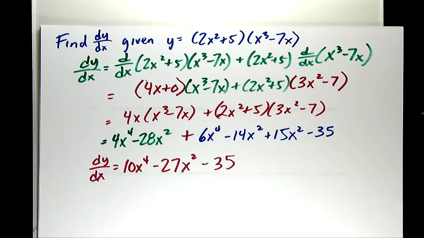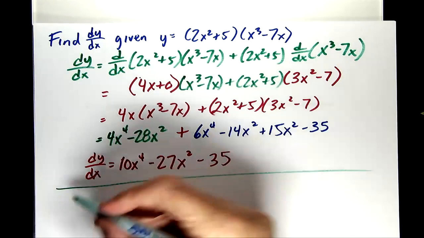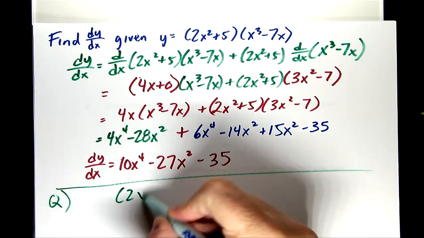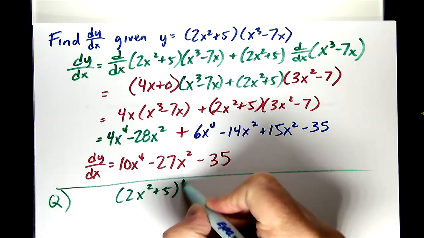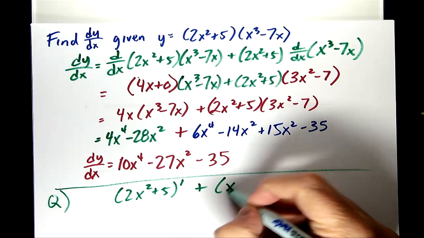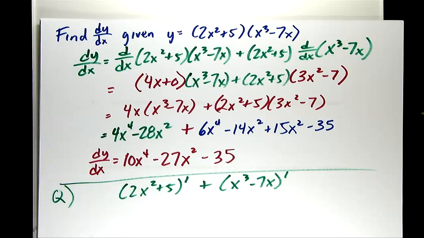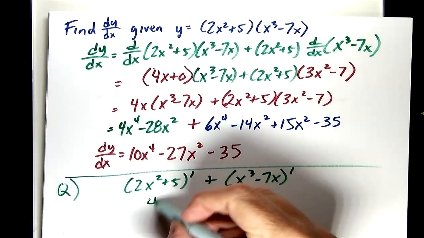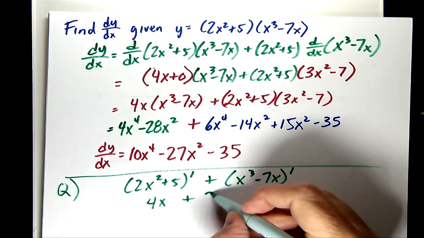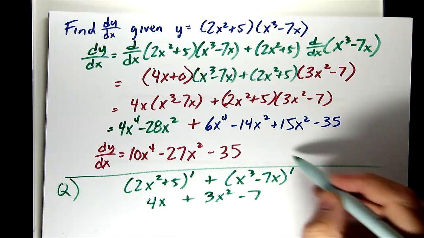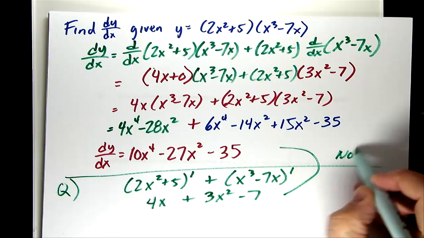So if we did that, the question is, can we do 2x squared plus 5 derivative plus x cubed minus 7x derivative? Is that what you're saying? Yeah. So if we did that, we would have 4x here plus 3x squared minus 7. And notice these two are not equal.